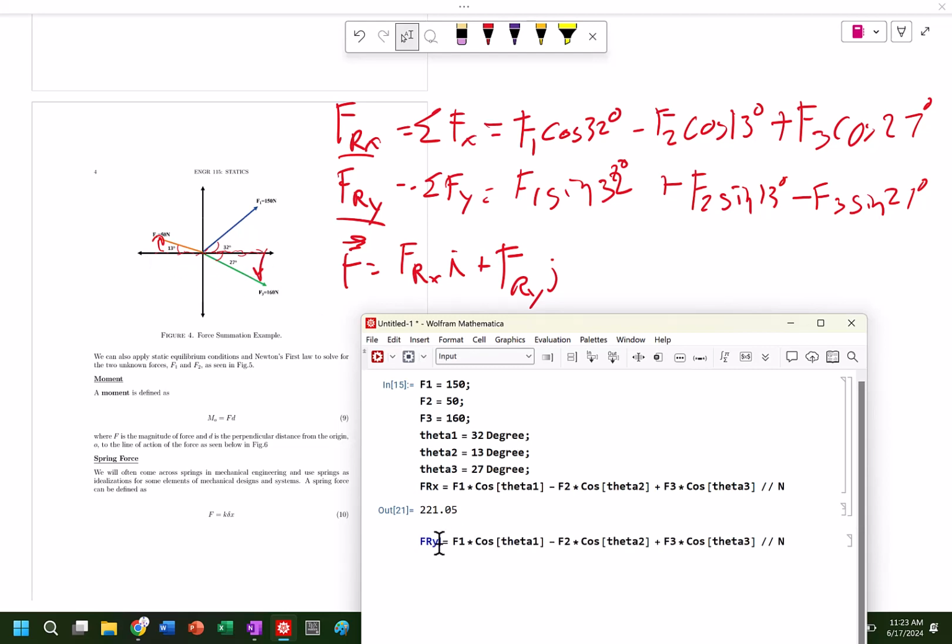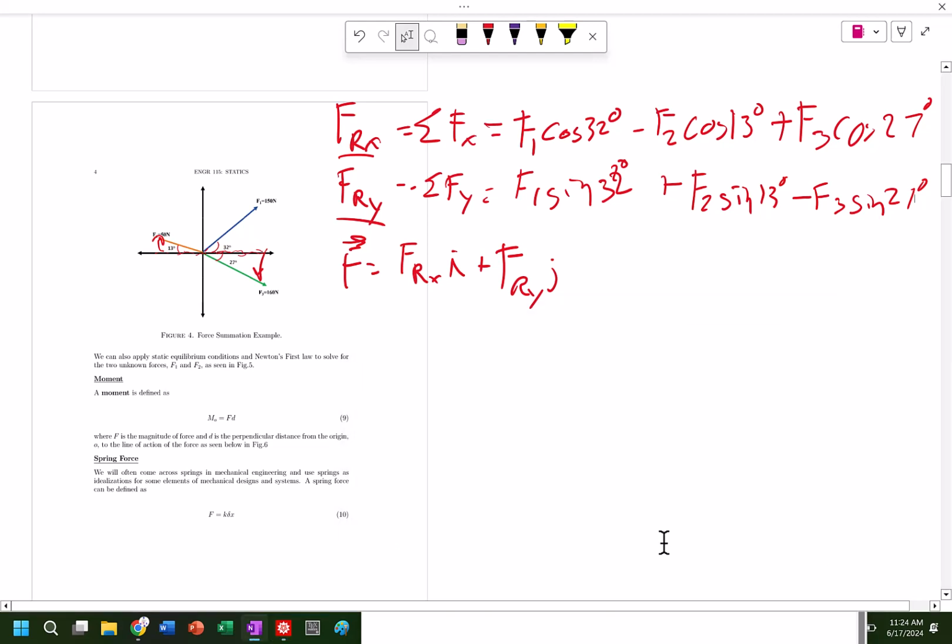And for y, I'm just going to change everything here to sine. This is the nice part about having code too. Sine, F1, F2, and then minus F3. And there we go. That's our resultant vector. So we've done it. Amazing. Fantastic.